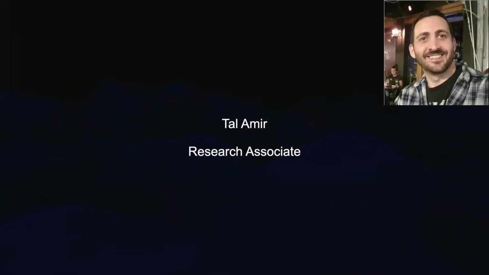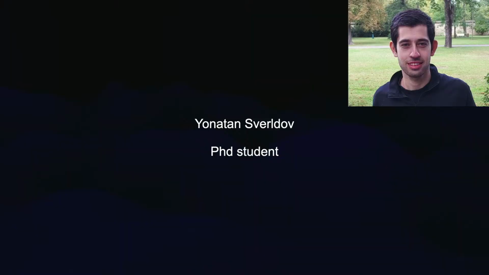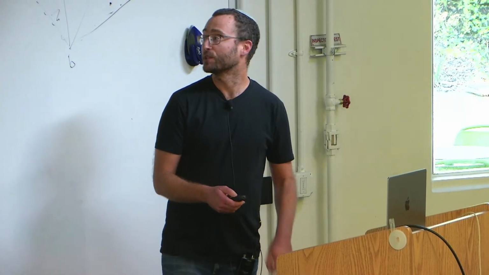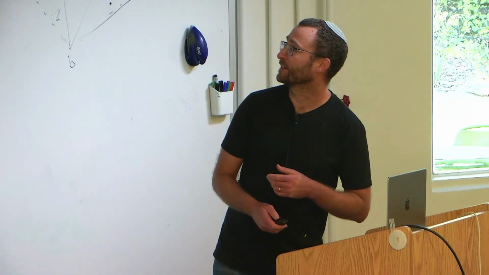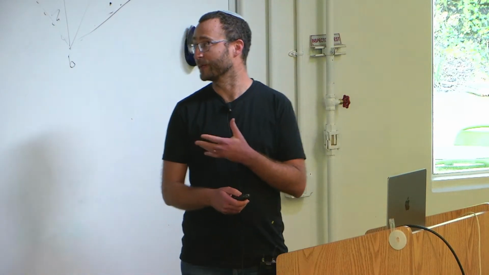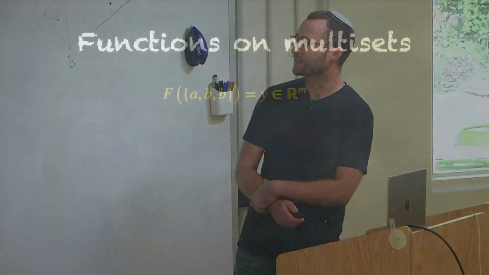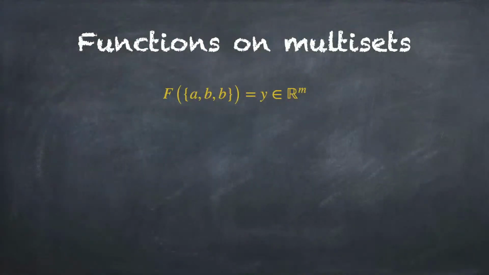So I'll start. First of all, I'll mention my collaborators: Tal, Snir, and Jonathan from my group, Yair, who's formerly from my group, and Stephen Gortler. The topic I'm going to talk about is functions on multisets. I assume many are familiar, but a multiset is a collection of unordered elements, and we want to map multisets to vectors, as we'll talk about soon.